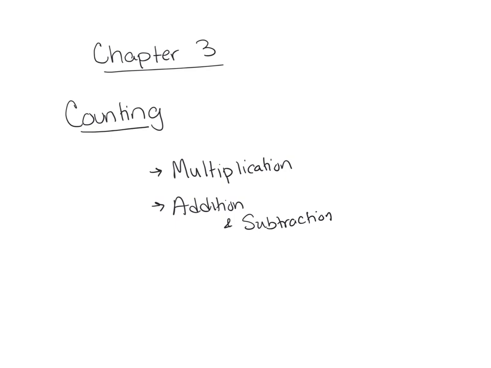We're going to just talk about how to count things, which seems pretty basic, but it can actually be pretty complicated. And in order to count things, we're going to use multiplication and addition and subtraction. In particular, we're going to use the multiplication principle, which is a way that we can count different lists, and then the addition and subtraction principles as well. So first we're going to focus on the multiplication principle, which is in 3.2 of the book.